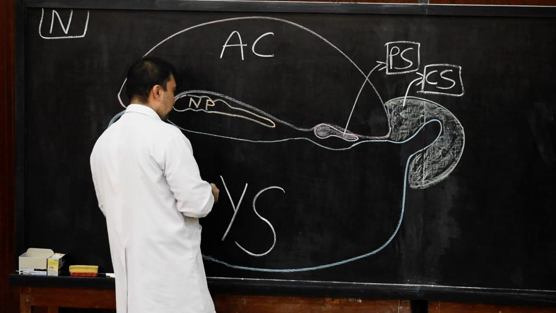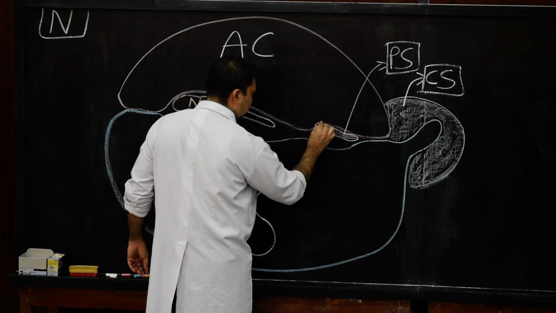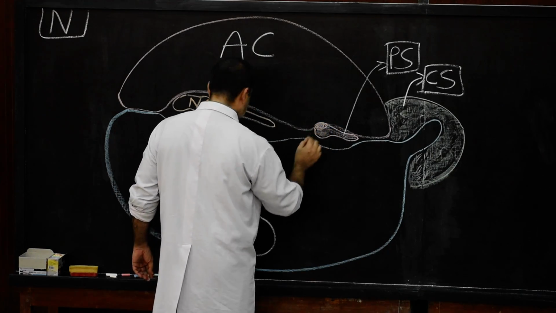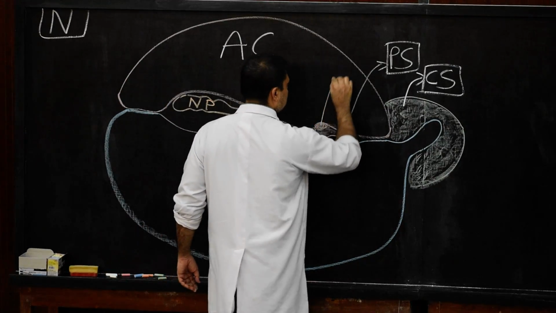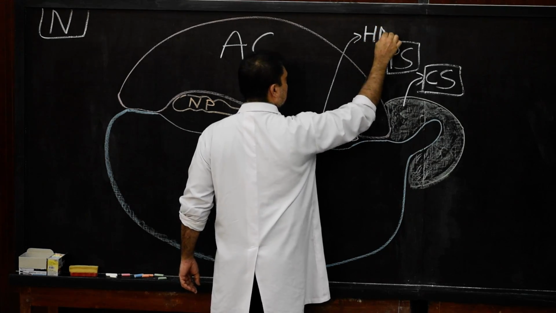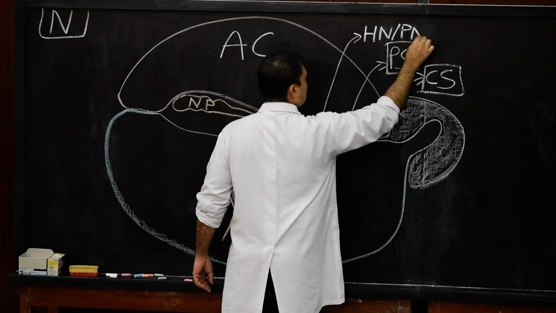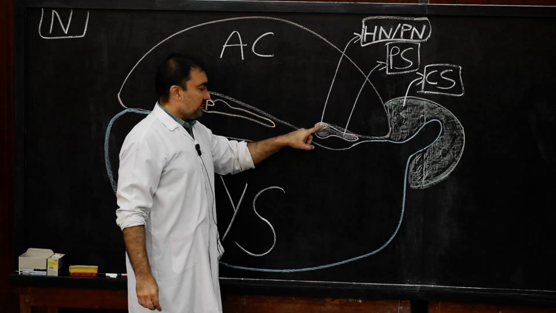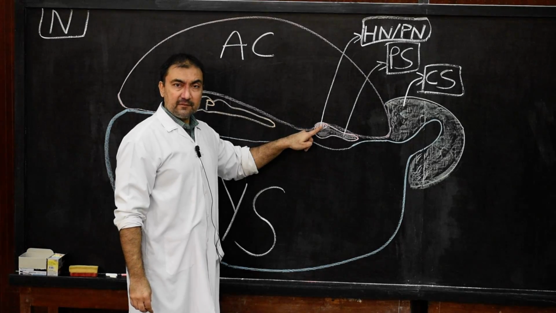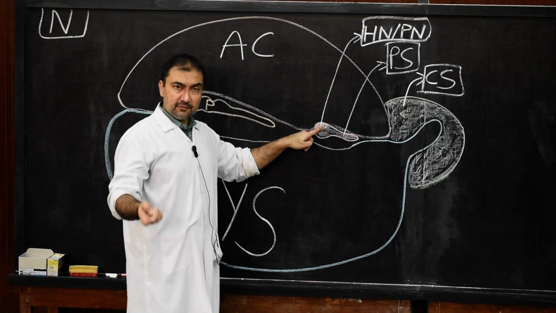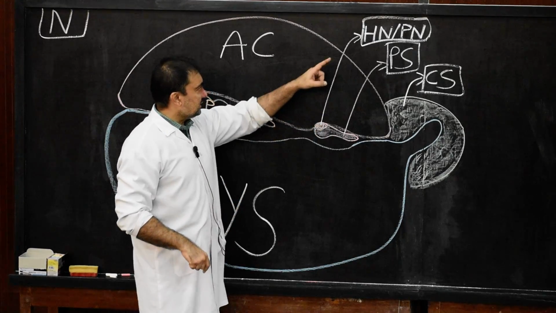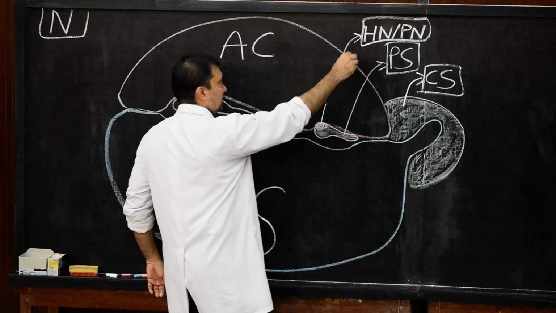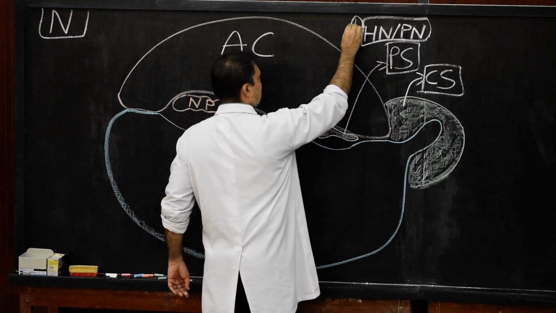So here, if I just show, this will be known as Hensen's node, or primitive node. Please mark this stage. Therefore, in the cephalic portion of the primitive streak, there will be a collection of proliferating cells of the primitive streak. Those cells are known as Hensen's node or primitive node. This is the first stage, so I will mark it here. This is the first stage in the development of the notochord.